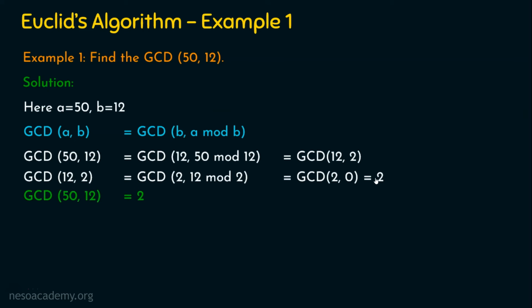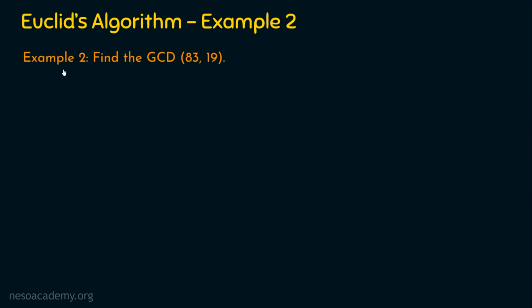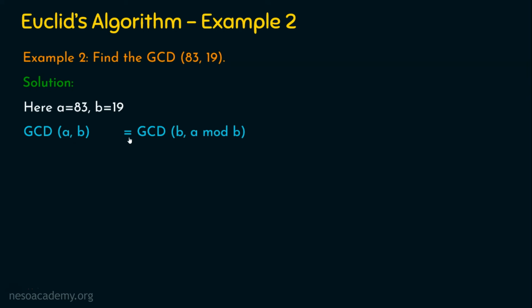Let's see one more example, then you will understand things clearly. Example number 2 is finding the GCD of two numbers 83 and 19. Let's solve this now. Here A is equal to 83 and B is equal to 19. Are we going to swap? No need because A is greater than B. So GCD of A, B is equal to GCD of B, A mod B. This is the formula. We are going to recursively do this till the second parameter becomes 0.